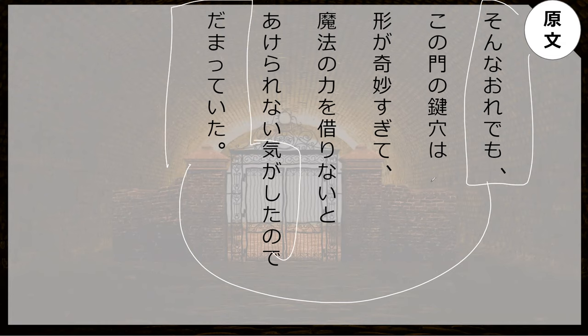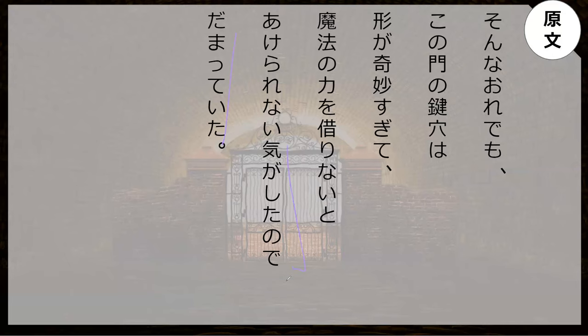The wa here for topic marker is not the subject of the sentence. The subject is ore from ore demo. All right. So そんな ore demo, such a person as I. はい。 Despite, right? Even such a person as I, 気がしたので, to have the feeling, 黙っていた。 Meaning, be quiet? Yeah, so I was quiet because I had a feeling. 気がしたので黙っていた。 So because I had a feeling, I just kept quiet.